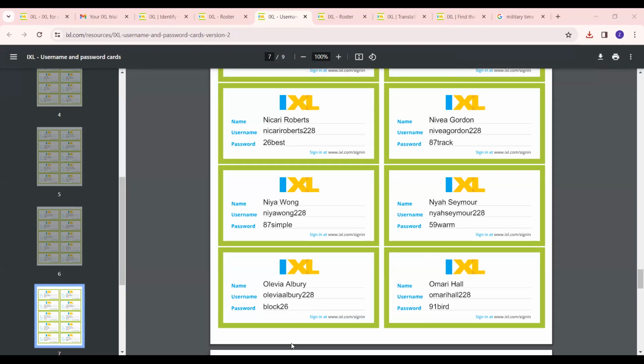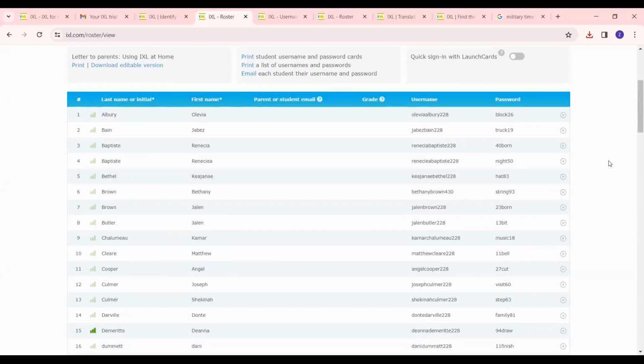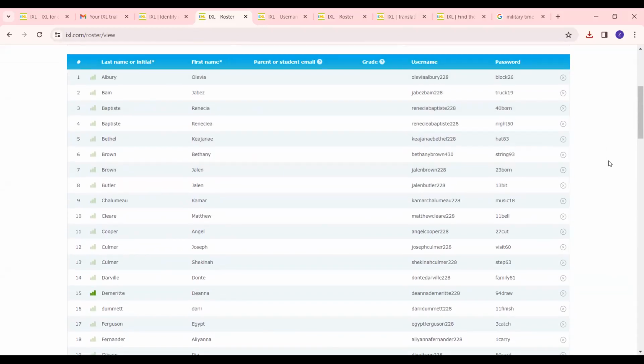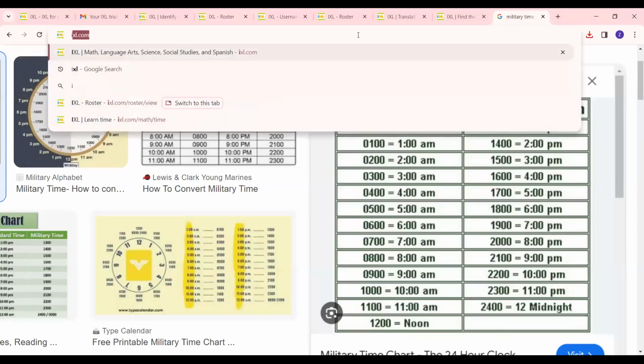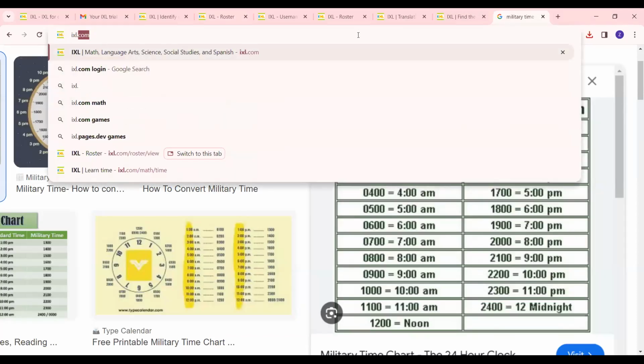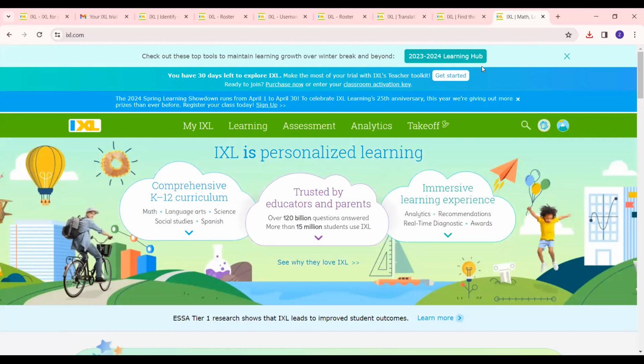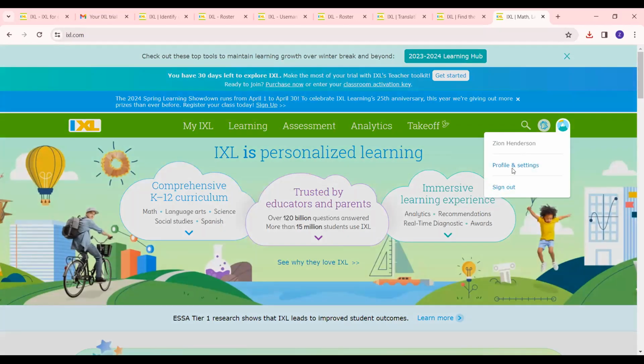So I posted the document inside the chat. Please look for your name. Again, look for your name as well in the chat. Okay. So for those of you who do not know what IXL is, let me just show you. What you have to do is go online and just type in IXL.com, right? IXL.com, and then you have to sign in, right? So you have to sign in. Because I'm already signed in, it will sign in, right? You want to sign in, yes?